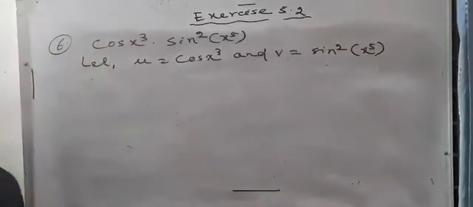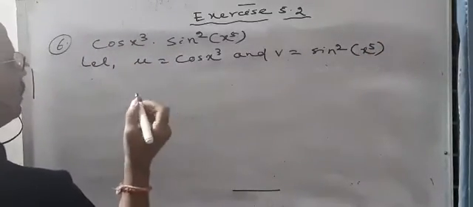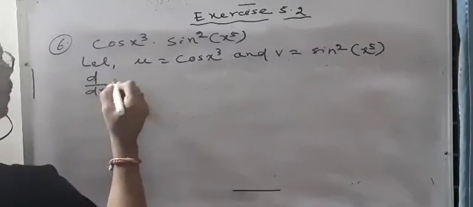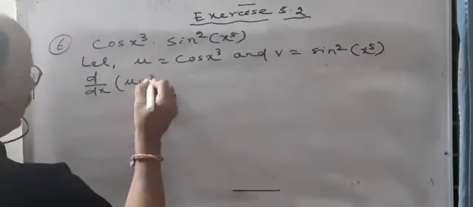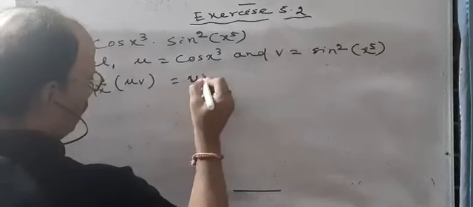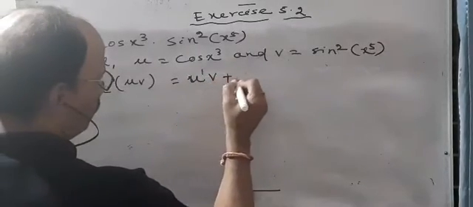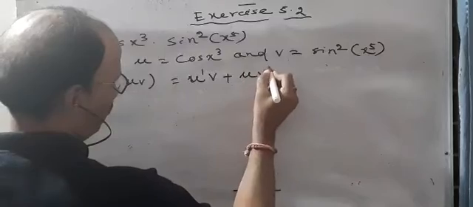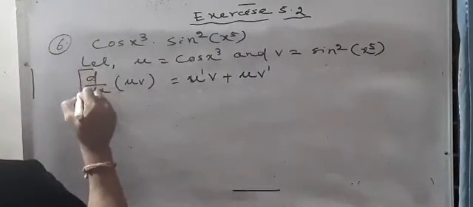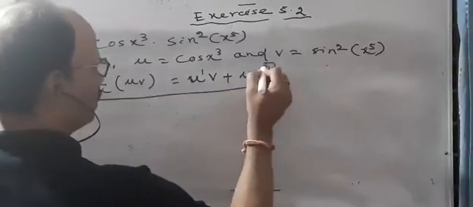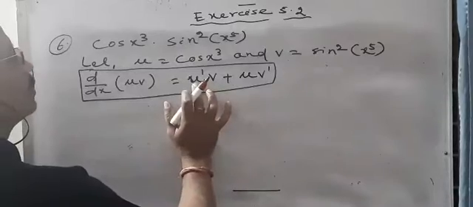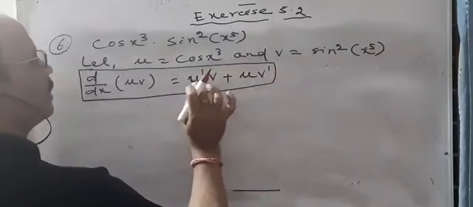Clear? Now, what is the formula? d dx of uv will be derivative of u times v plus u times derivative of v. Okay, so this is our formula and we have to apply this. To apply this, we must find u dash and v dash, meaning derivative of u and derivative of v.